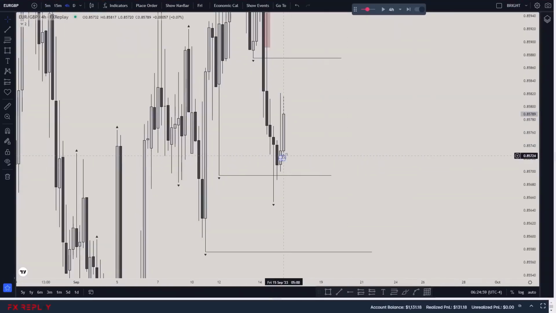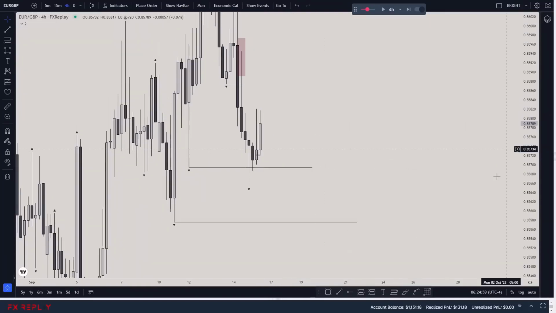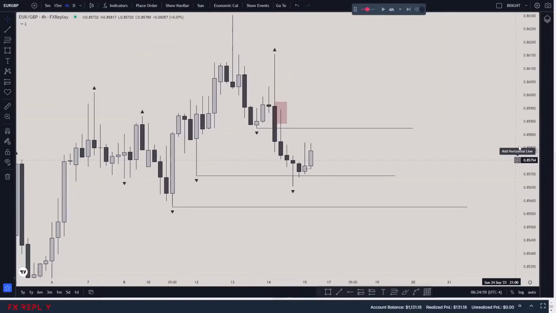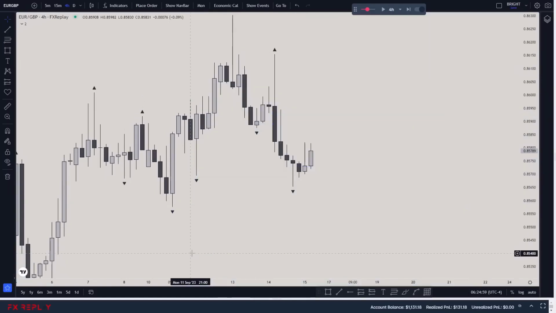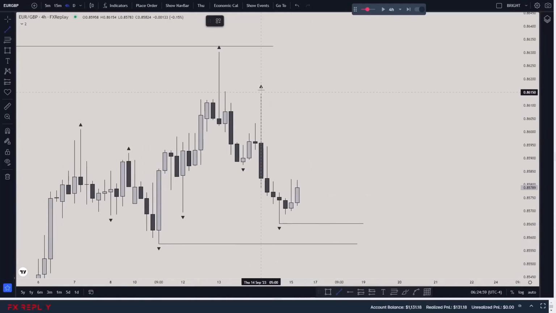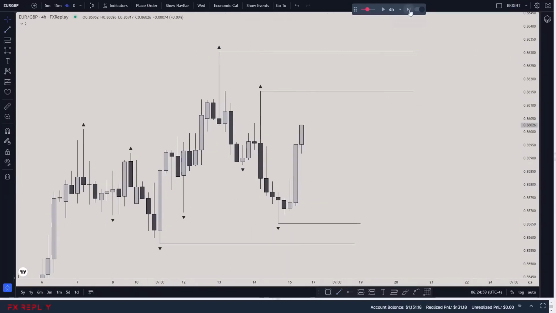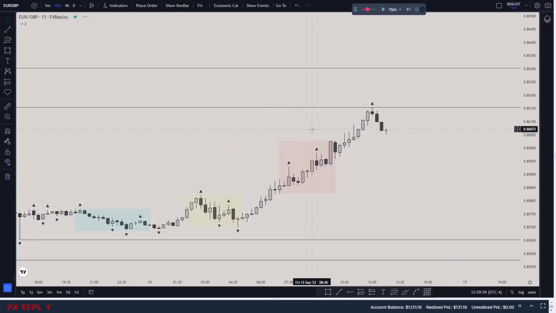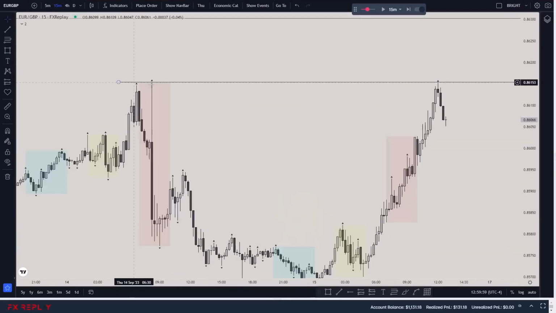Today is Friday 15th, so we got about 5 more days. That's it. So in the 4 hour, I don't see anything except this low right here, right? This low, as well as this low, as well as this high and this extreme high right here. So let's see where price goes to. Price is going up. And is this a sweep? If we go to 15 minutes, this one is not a sweep.